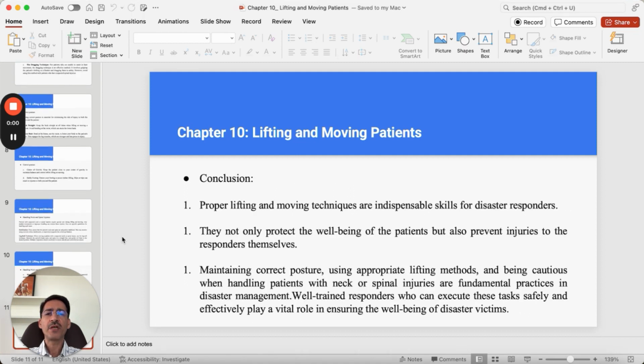Let's conclude. Proper lifting and moving techniques are indispensable skills for disaster responders. They not only protect the well-being of the patients but also prevent injuries to the responders themselves. Maintaining correct posture, using appropriate lifting methods, and being cautious when handling patients with neck or spinal injuries are fundamental practices in disaster management. Well-trained responders who can execute these tasks safely and effectively play a vital role in ensuring the well-being of disaster victims.